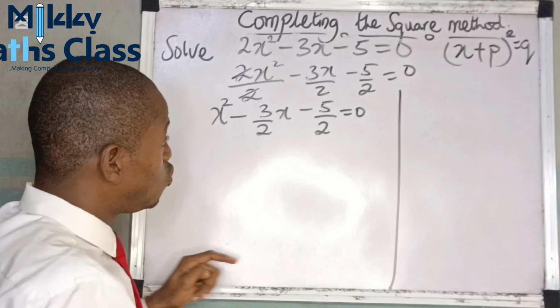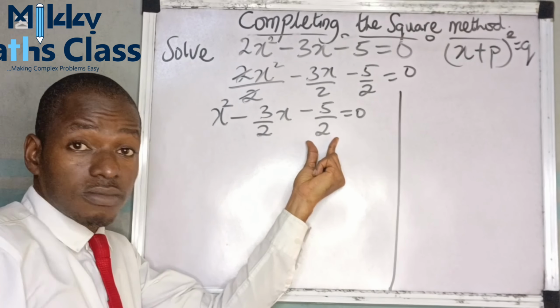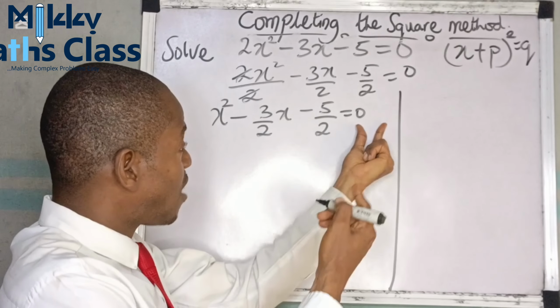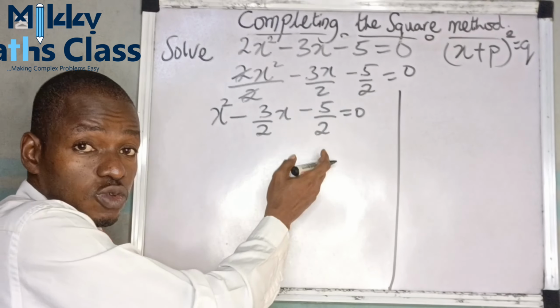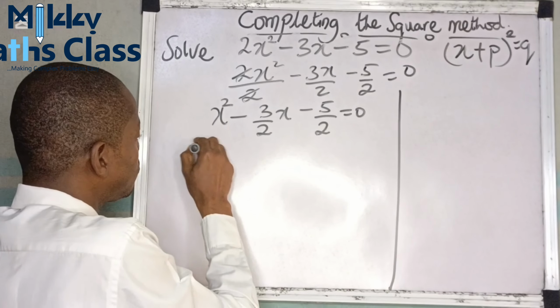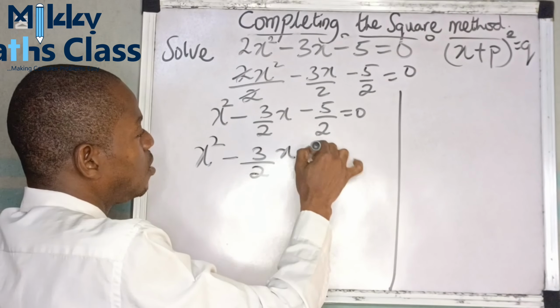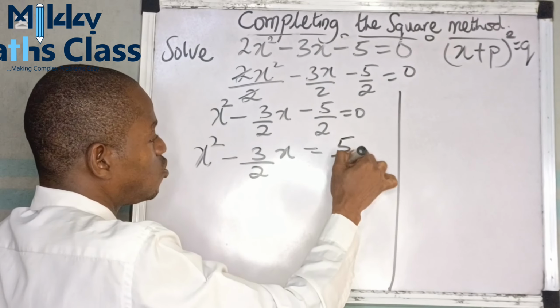Now the next thing to do, take away this constant here, negative 5 over 2, bring it to the right hand side by adding 5 over 2 to both sides of the equation. So this becomes x squared minus 3 over 2x equals 5 over 2.